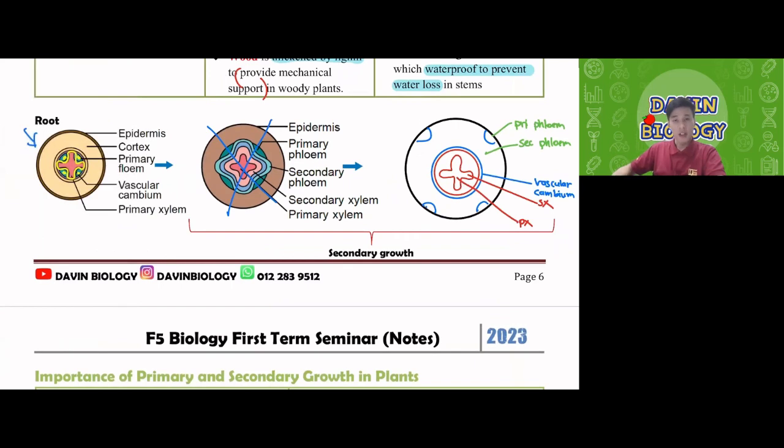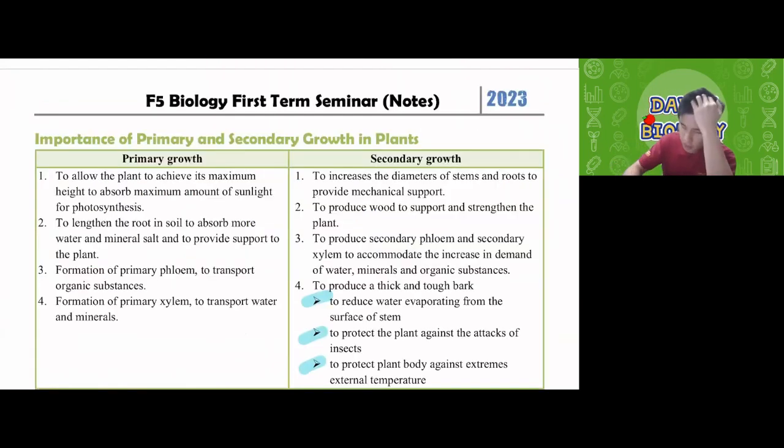Done. Okay, a little bit more things we go through, then we will do secondary growth questions. Okay, come on, page 7, the importance. So primary growth, secondary growth, what importance? Just now we already mentioned this, so I use another color.